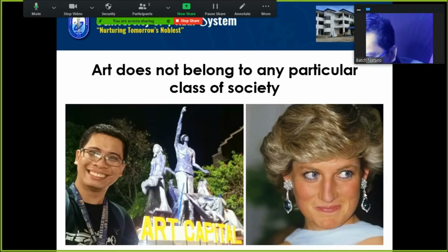Raphael is one of the examples of a canonical writer. Which Raphael? We have many Raphaels. Okay, so art doesn't belong to any particular class.